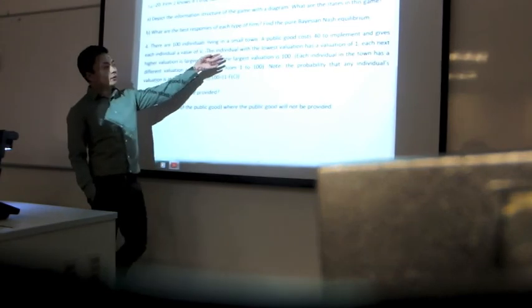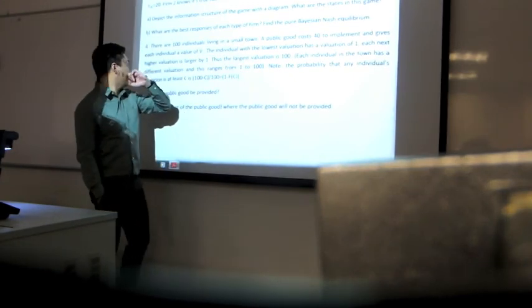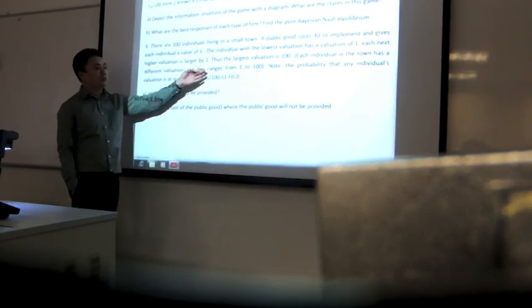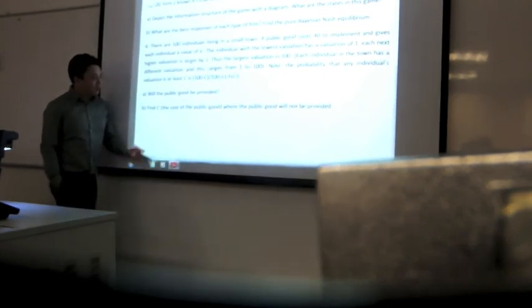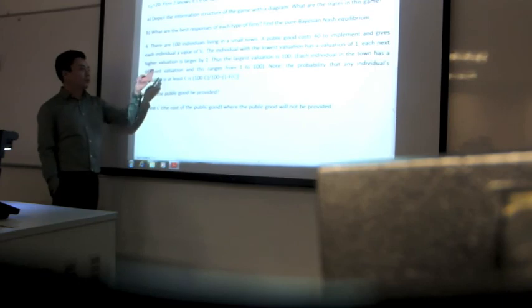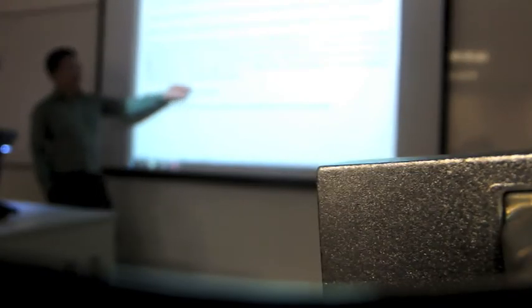The individual with the lowest valuation has a valuation of 1. The next highest valuation is larger by 1, and the largest valuation is 100. So the probability that any individual's valuation is at least C is (100 minus C) over 100. Will the public good be provided? Find the cost where the public good will not be provided.